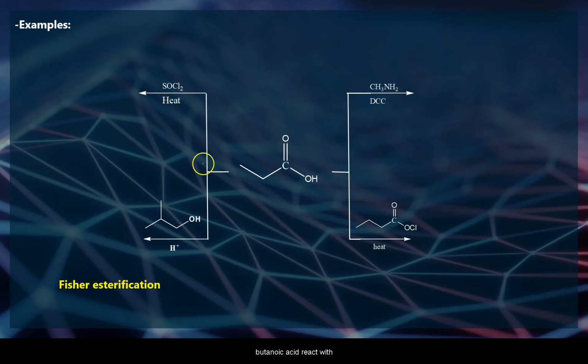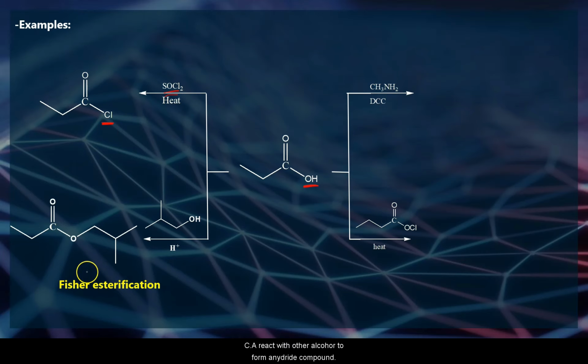First, butanoic acid reacts with SOCl2 to form propanoyl chloride. Chloride ion will substitute the OH group on COOH. In the second reaction, carboxylic acid reacts with other alcohol to form anhydride compound. To simply draw the product, redraw carboxylic acid until the C double bond O part. Then, draw the alkyl group from alcohol and attach it to oxygen.